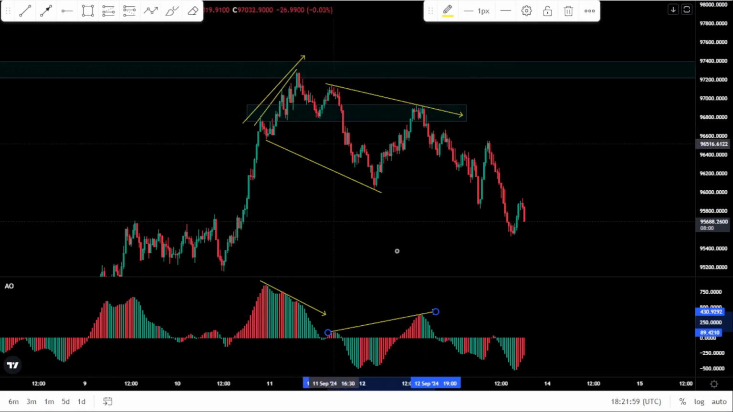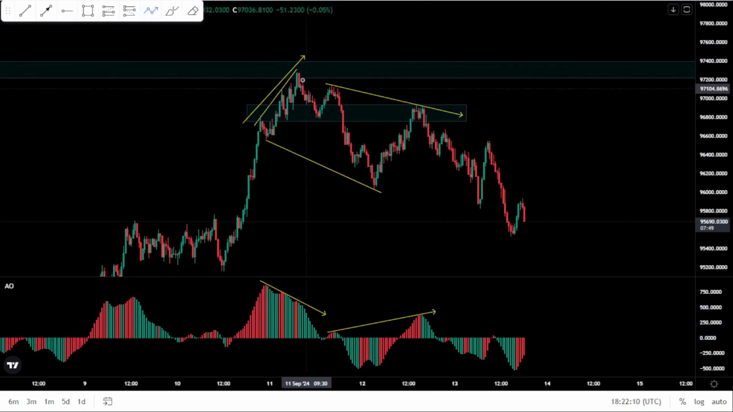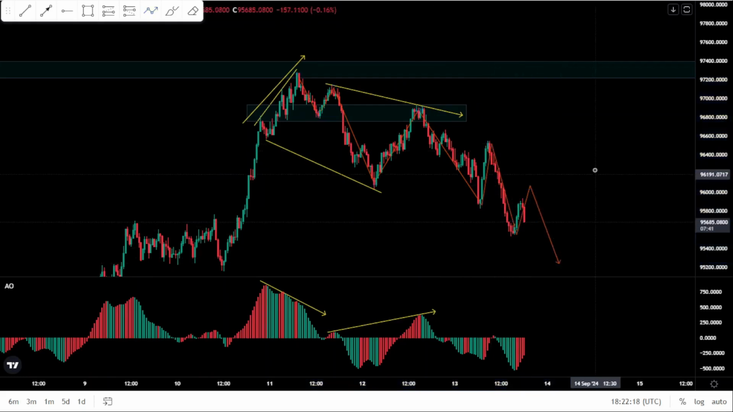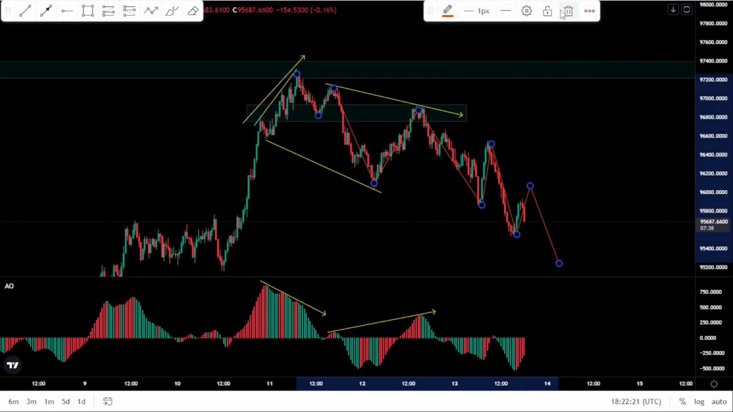So these are regular divergence, and regular divergence tells you that the market is about to reverse. And this is also another confirmation. A hidden divergence tells you that the market is about to continue in the current direction. And as you can see, lower low, lower high, lower low, lower high, lower low, lower high, lower low. So that's a clear indication that the market is actually moving to the downside.